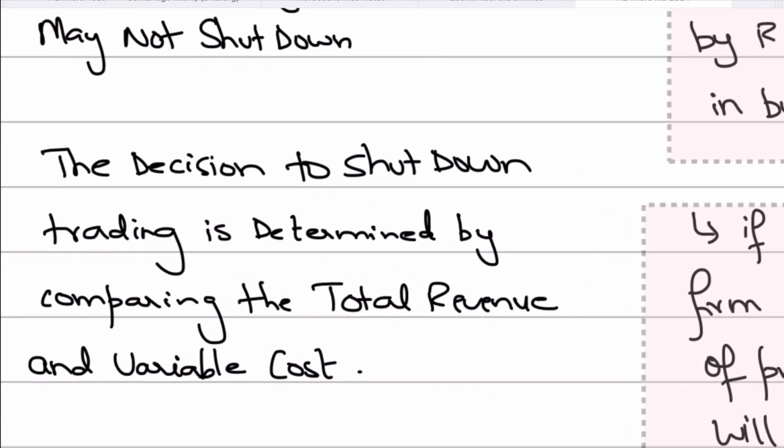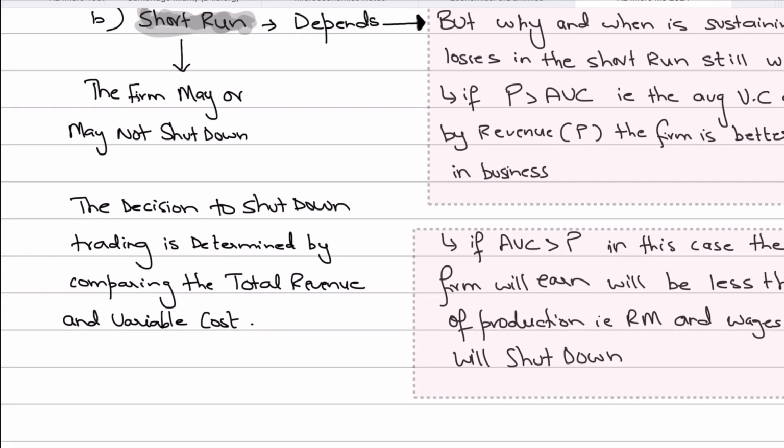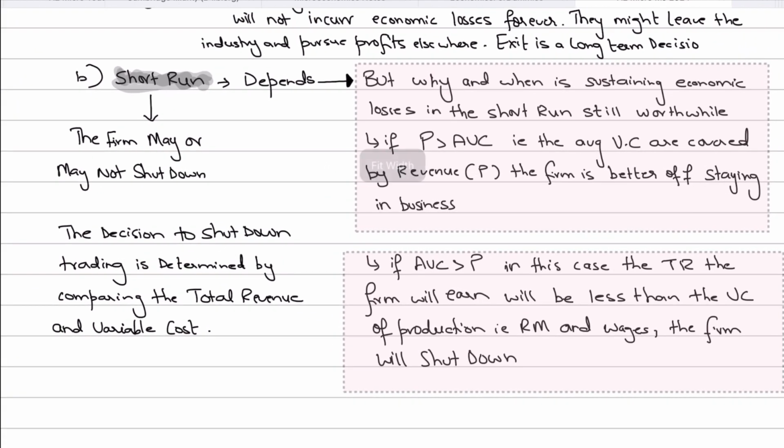The thing is that the decision to shut down or not, or to shut down your trading, is actually determined by comparing the total revenues and variable cost. So it's the variable cost that is actually considered when you want to decide whether you need to shut down or not. And you need to see whether your revenues are enough that you're able to cover your variable cost or not, because variable cost is your relevant cost, since that is actually the cost of producing your goods. Because when you produce something, right, you incur raw material for it, right?